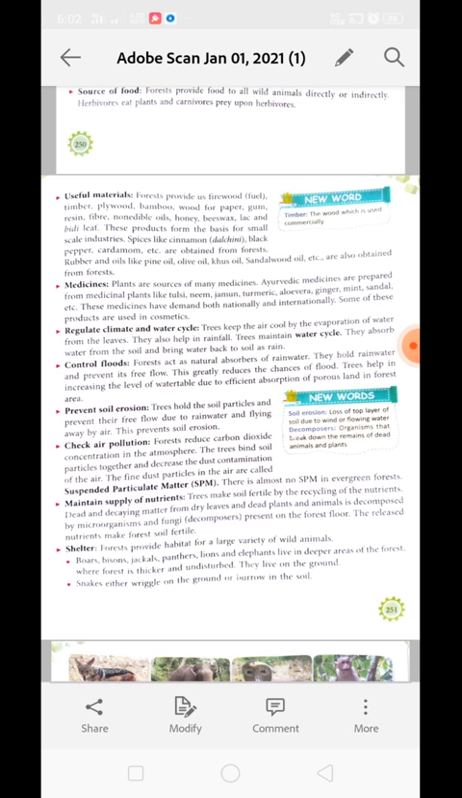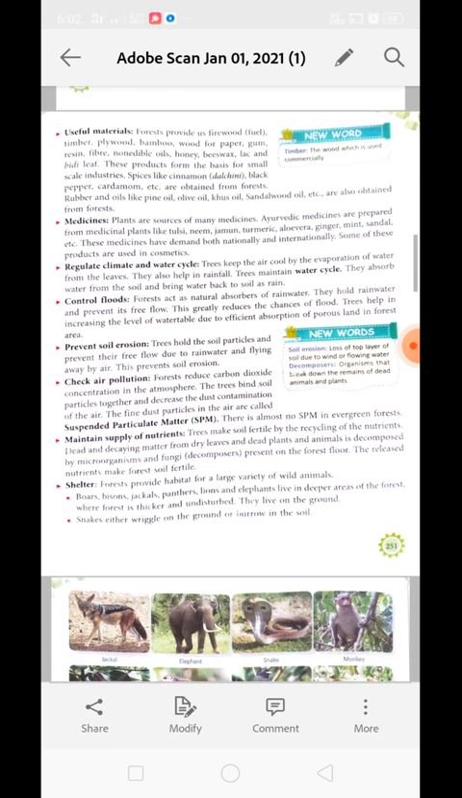Now, check air pollution is the next point. Forests reduce carbon dioxide concentration in the atmosphere. The trees bind the soil particles together and decrease the dust contamination in the air. And the fine dust particles in the air are called suspended particulate matter. There is almost no suspended particulate matter in evergreen forest. Why? Because the soil is tightly bound with the help of roots and moisture.